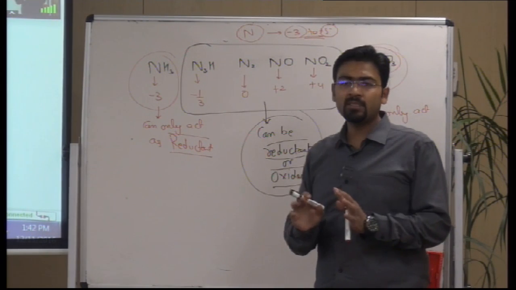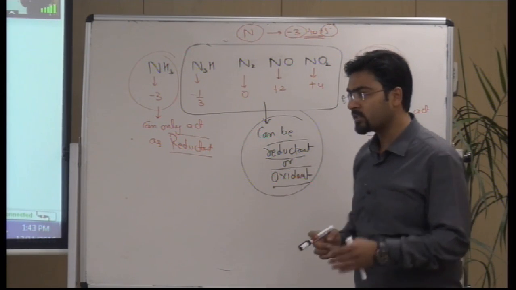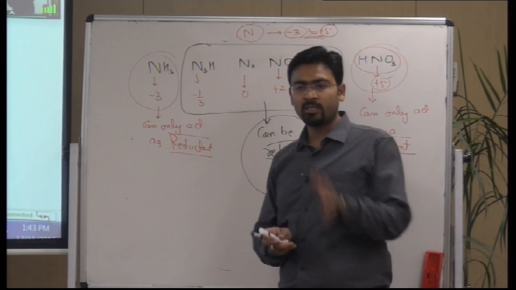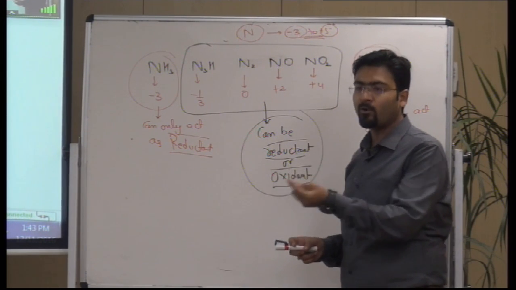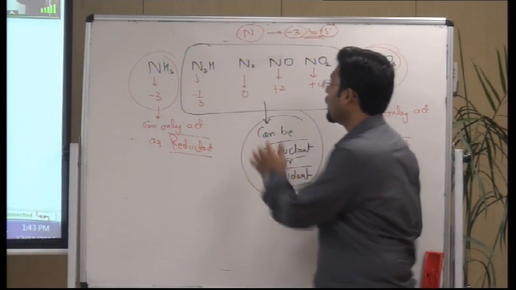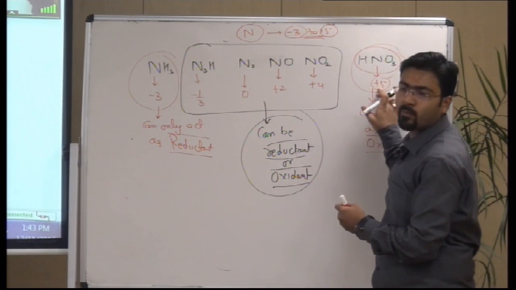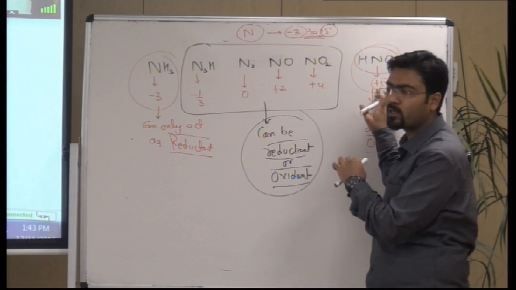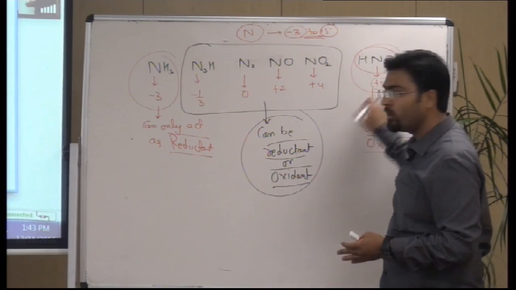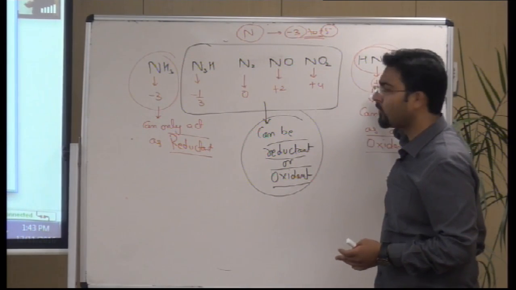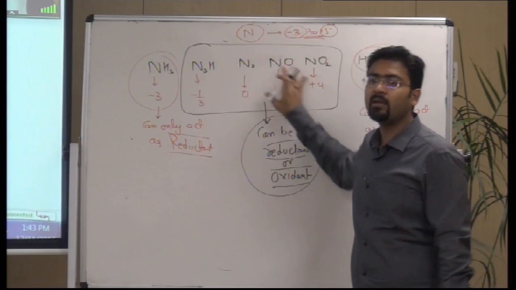Point 2, similarly, because these elements are present in the interim values of the range of oxidation states, these elements can disproportionate. What is disproportionation? When the same element gets oxidized as well as reduced. So these elements have the possibility of reducing their oxidation state as well as increasing it. This substance cannot disproportionate because the element is already present in its higher oxidation state. It can only get reduced, it cannot get oxidized. So this will never disproportionate, but the element in between can disproportionate.